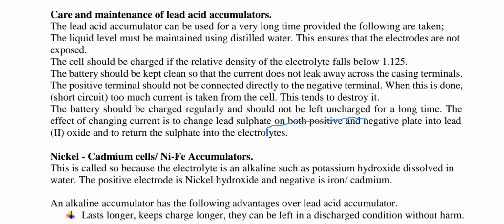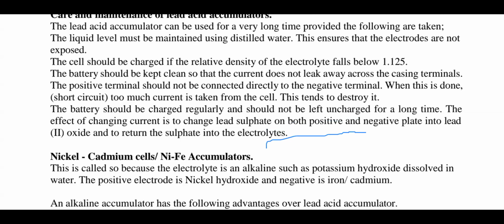You find that the potassium hydroxide is dissolved in water. Then the positive electrode will be nickel hydroxide, and the negative electrode will be iron. If we are not using iron, we can use cadmium, because when you talk about nickel, the nickel hydroxide is the positive electrode. Then this cadmium, or this iron that we have at this point, is what we call the negative electrode.